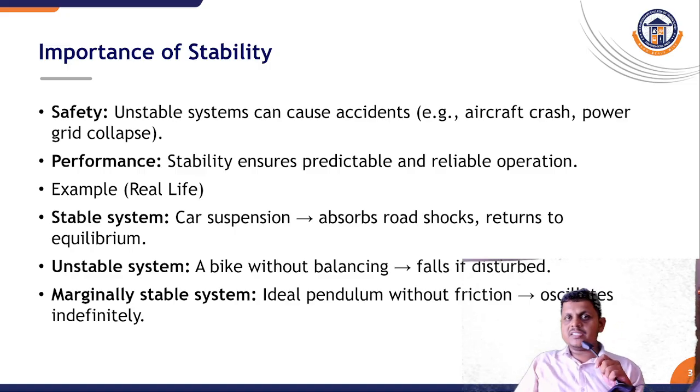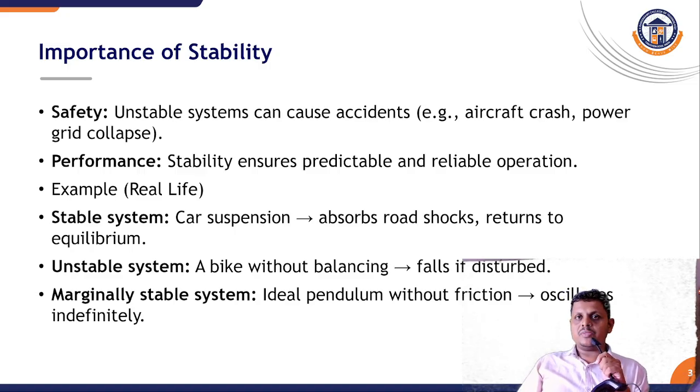So let us discuss some real-time examples of stability. First one, car suspension. It absorbs the road shocks and returns to the equilibrium state. Based on the road conditions, the car suspension works up and down. After the road returns to normal conditions, it returns to the equilibrium position. So this is one example of a stable system.